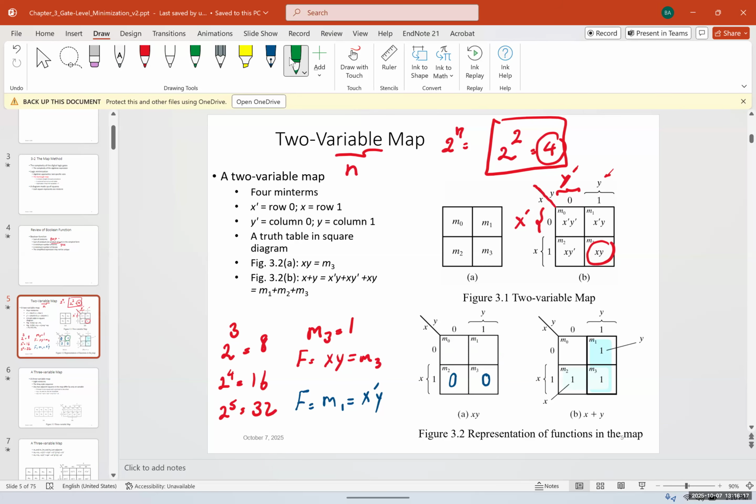Let me give you another example. Imagine now if I'm going to do this one with green. This is 0. This is 1. This is 0. This is 0. What is f equal to? M2. And what is M2? It's x, y prime. M2 is x, y prime. And the rest is 0.